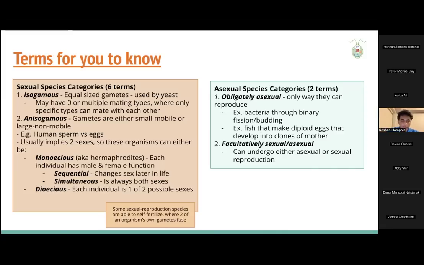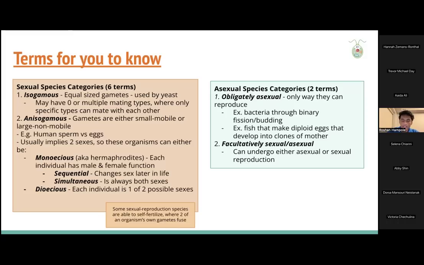Then there's also this concept of self-fertilization at the bottom. So some sexual reproduction species are able to self-fertilize, where 2 of an organism's own gametes fuse. Just take note of the fact that this is different from asexual reproduction. It still involves combination of gametes, still involves fertilization. It's a type of sexual reproduction, not asexual.